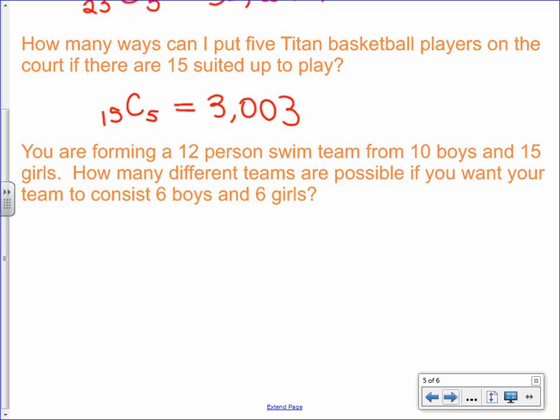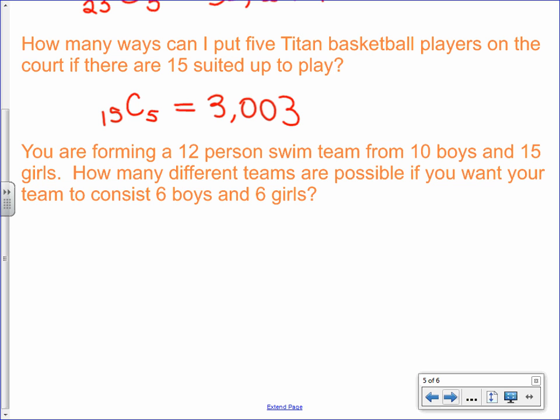I'm going to form a 12-person swim team from 10 boys and 15 girls. How many different ways are possible if I want 6 boys and 6 girls on my team? Okay, let's digest this. What are we working with here? We have boys and we have girls, right? We have 2 different things we're worried about.